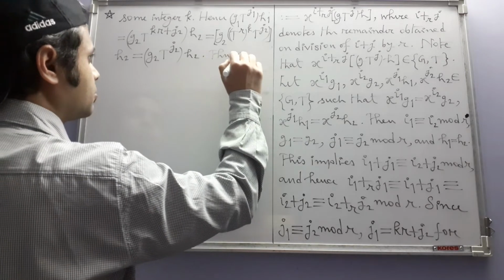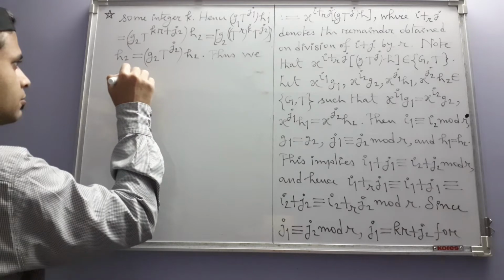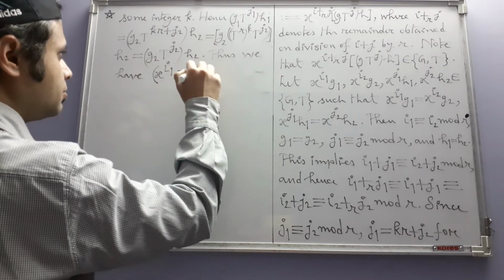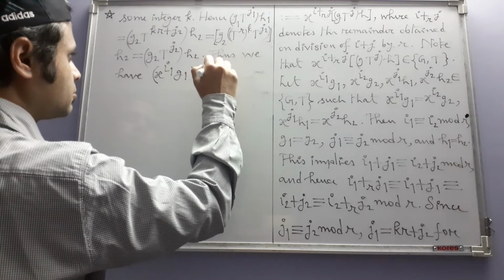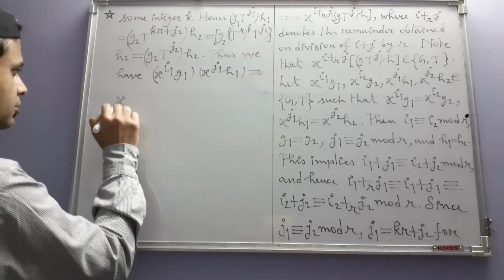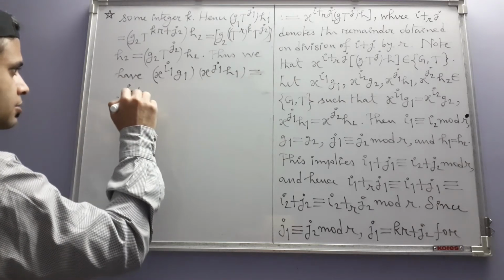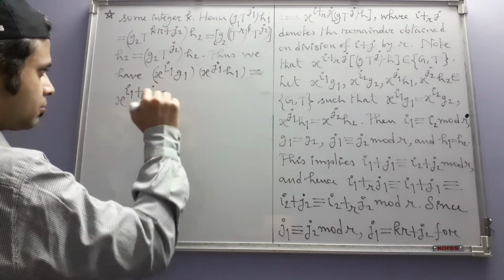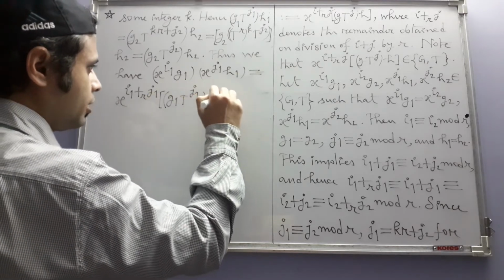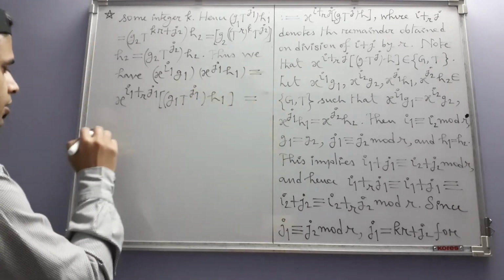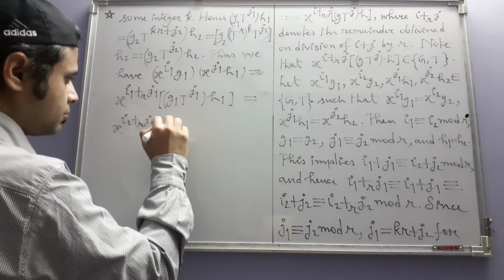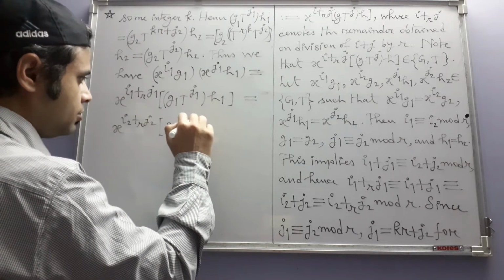Thus we have (i1, g1) times (j1, h1) equal to, by the definition of our binary operation, (i1 plus r j1, g1 t to the power j1 h1), but this is equal to (i2 plus r j2, g2 t to the power j2 h2).